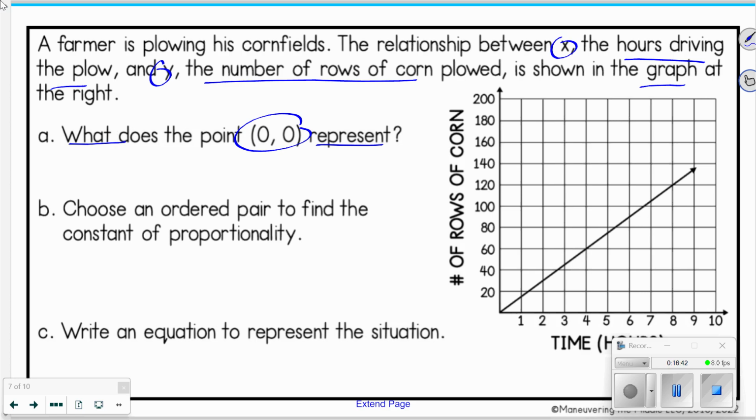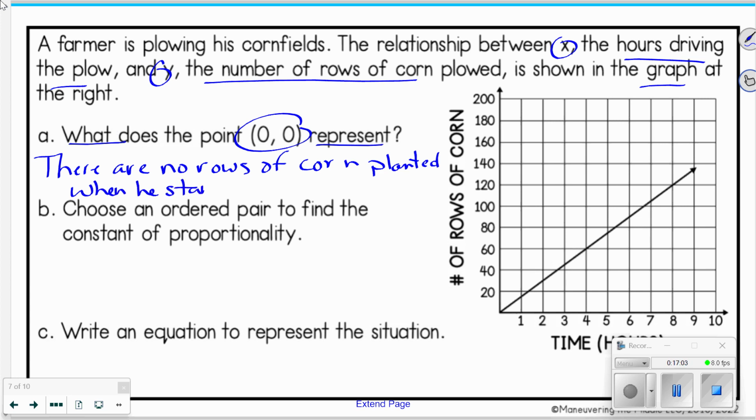So there are no rows of corn planted in 0 hours. Planted when he starts. So the origin has meaning. It's not just a 0, 0. Once you understand what it's comparing, that's telling you, here's my starting point. In other words, I don't have any rows started when I start plowing.